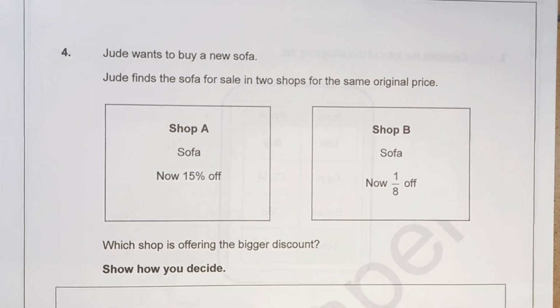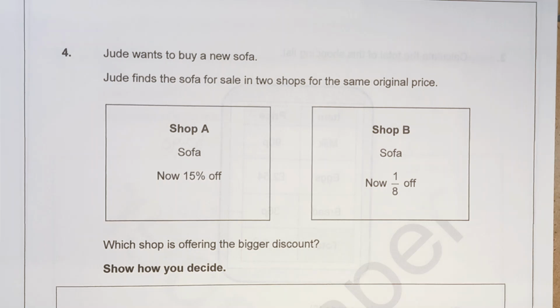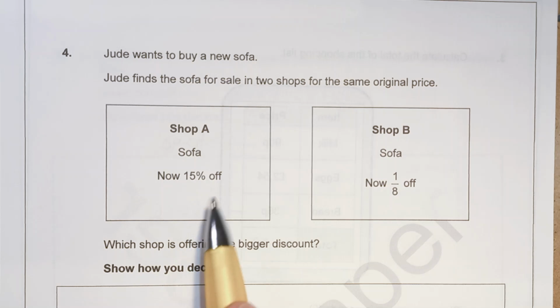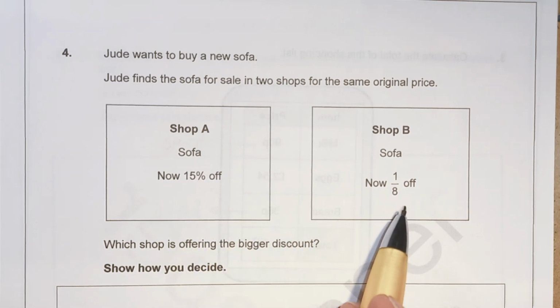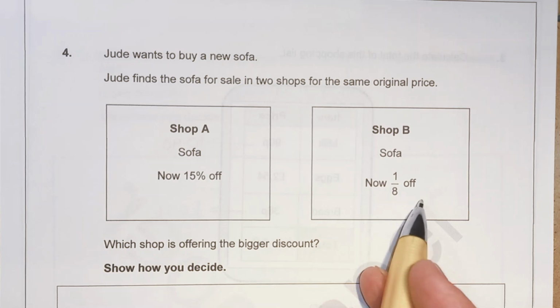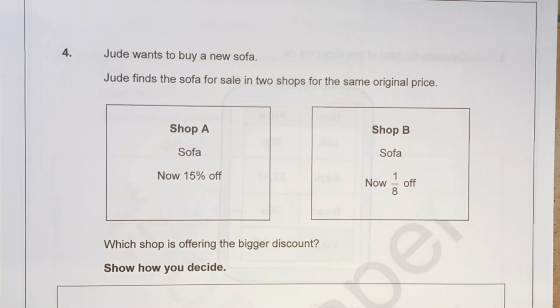Question 4. Jude wants to buy a new sofa. Jude finds the sofa for sale in 2 shops for the same original price. They don't tell us what that original price is, but they just tell us it's the same. Shop A, sofa is now 15% off. Shop B, the sofa is now 1/8 off. Which shop is offering the bigger discount?